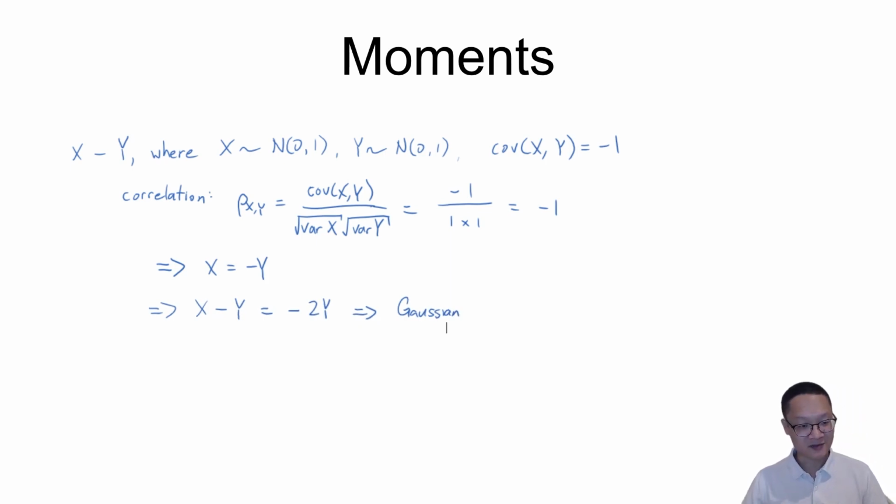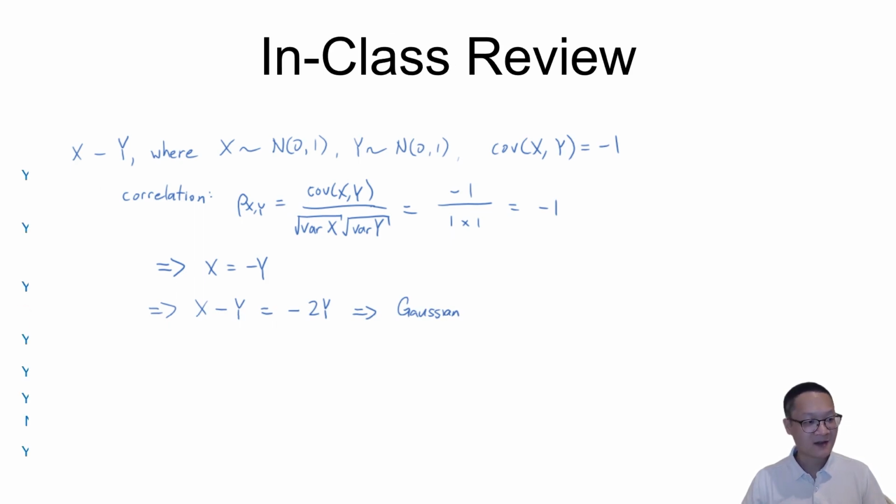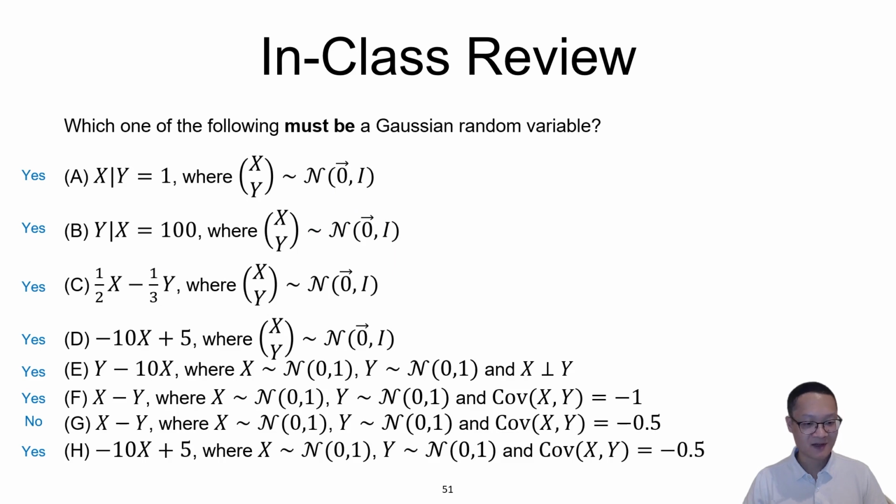So that's why the answer to the last one, I guess, not the last one, but the one that we're going over, part F, turns out to be yes. But it's kind of a trick question where you have to realize that the covariance of xy being minus 1 actually means that the correlation is minus 1, and that means that x equals minus y. Right? So it's a few steps of logic to arrive at the answer.